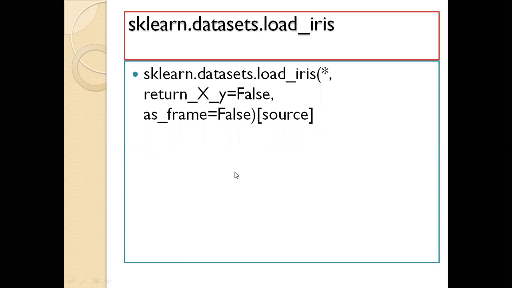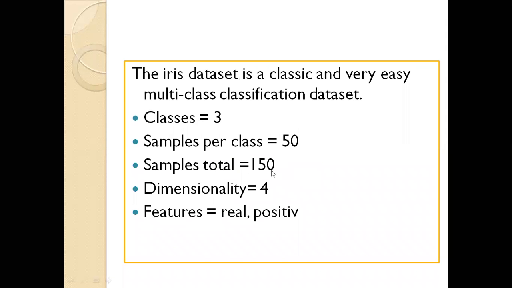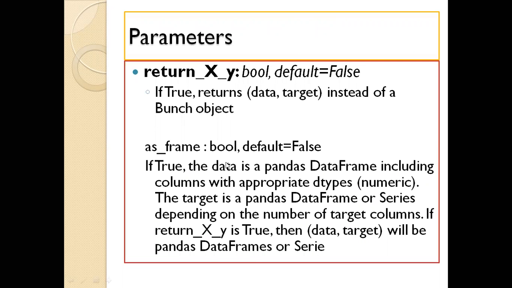Now, how will we load this data set? We'll load this data set using the sklearn.datasets.load_iris function. This function takes return_X_y and as_frame, both false by default. These are the parameters. Let's try to learn about these parameters in detail. So return_X_y is a bool, either true or false, but the default is false, remember it, because if true, it will return data and target instead of a bunch object.